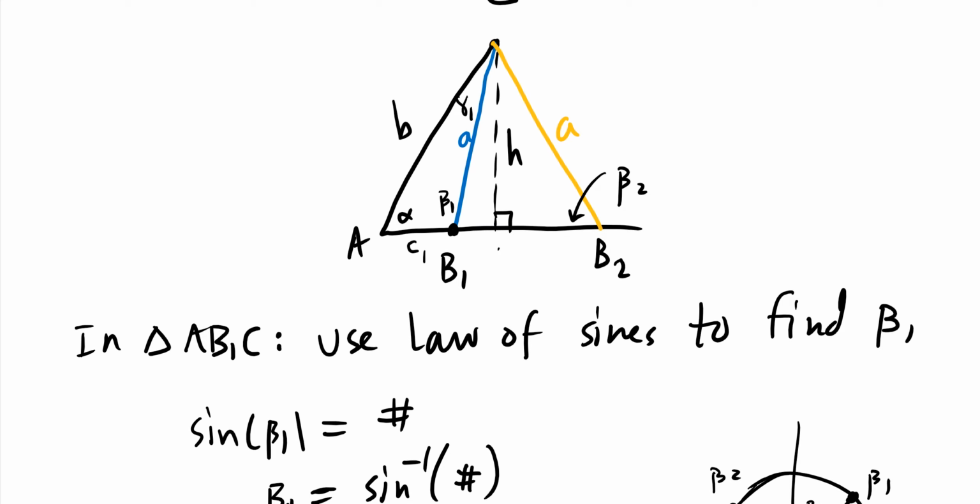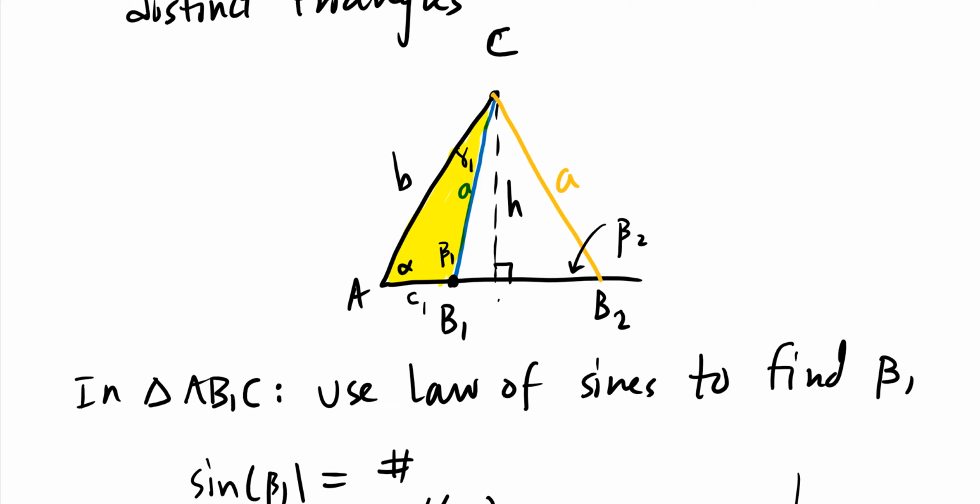Now notice in the shaded triangle here, the triangle I'm shading now, we found beta 1 and we are given alpha. Then you can find gamma 1, and you are given A, you are given B. Then you can find C1 using law of sines. Then you are done solving the yellow triangle. Now we have to solve the other triangle. The other triangle to solve is the big triangle ACB2.